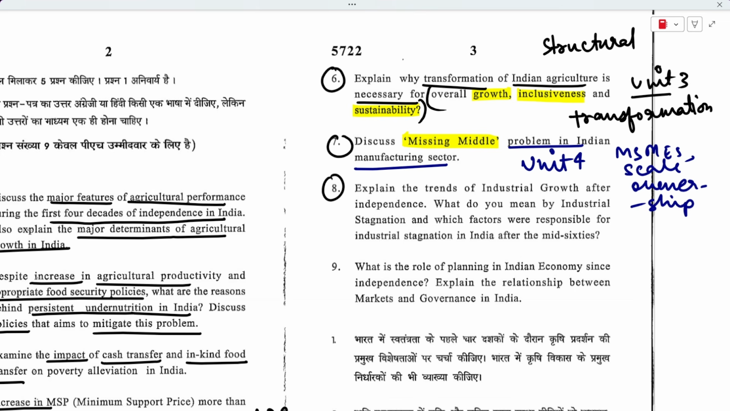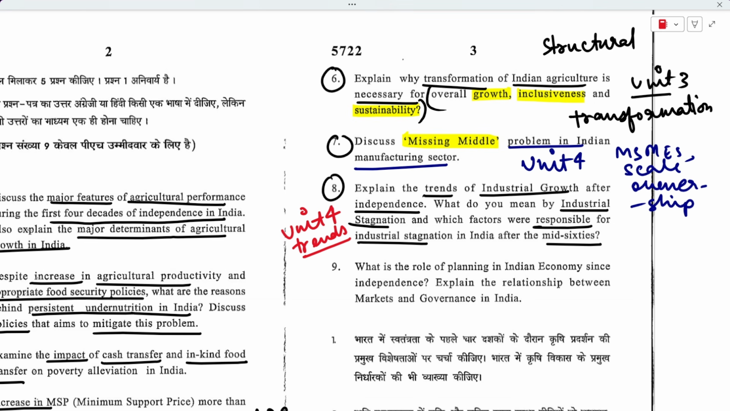Okay. Then come to question number 8. Question number 8 is: explain the trends of industrial growth after independence. Okay, very important. And what do you mean by industrial stagnation? And which factors were responsible for industrial stagnation in India after the mid 60s? Okay, so this question is also from unit 4 again, right? This wants you to talk about the overview of industrial scene. What are the trends, and trends in growth and policies, right?